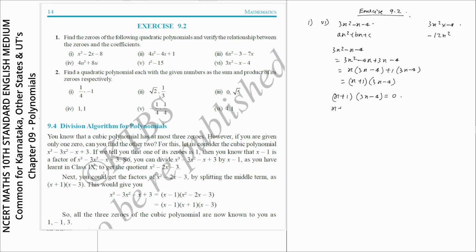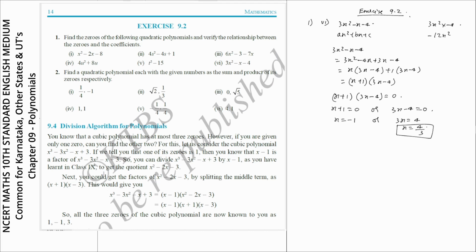Now x plus 1 is equal to 0, or 3x minus 4 is equal to 0. Now if I bring 1 to the right hand side, I will get x is equal to minus 1, or here if I take minus 4 to the right hand side, I will get plus 4. Okay, 3x is equal to plus 4 I will get. If I cross multiply, I will get x is equal to 4 by 3.